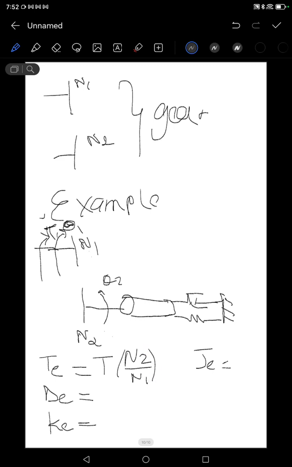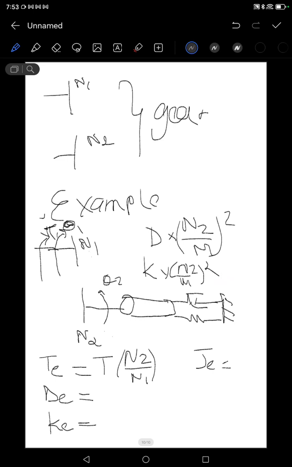N2 over N1, okay? And now when it comes to the damper, we have the damper here. Remember, the damper is not connected to the gear. If it was connected to the gears, we would write our damper as D multiplied by N2 over N1 squared. Even if our K was connected to the gears, we would have K multiplied by N2 over N1 squared.